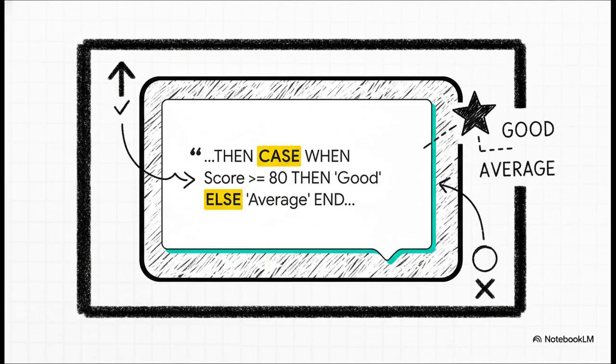Now, what's really cool is seeing what this logic actually looks like in the code. See this here? Right after checking if the score is over 70, we've tucked a second, inner case statement right inside. This lets us split that 70 to 89 range into two distinct groups. Good for scores 80 and up, and average for scores from 70 to 79. This is what we call a nested case statement.